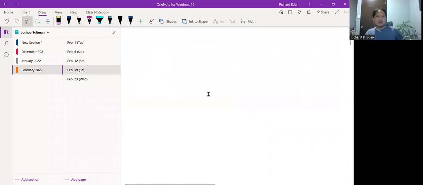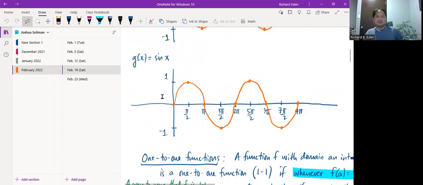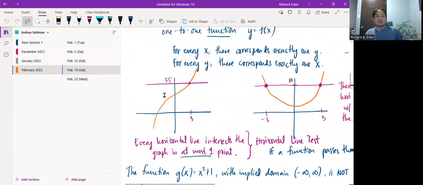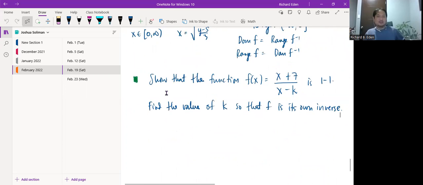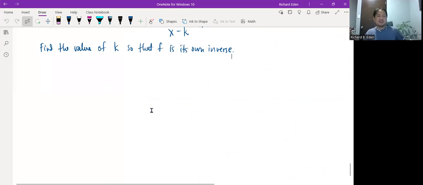And for Feb 19, I left you with... Oh, okay. So the problem that was about a function and its own inverse. Let's not discuss the entirety of the solution, but let me have a look at it.